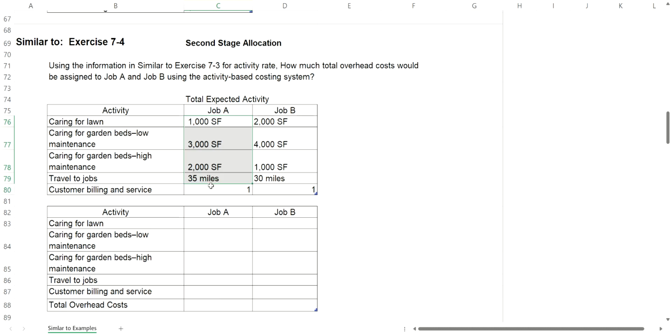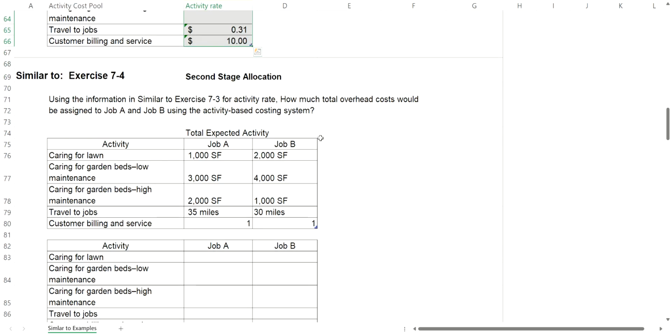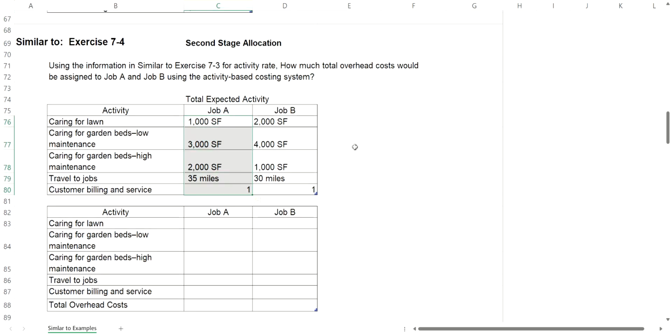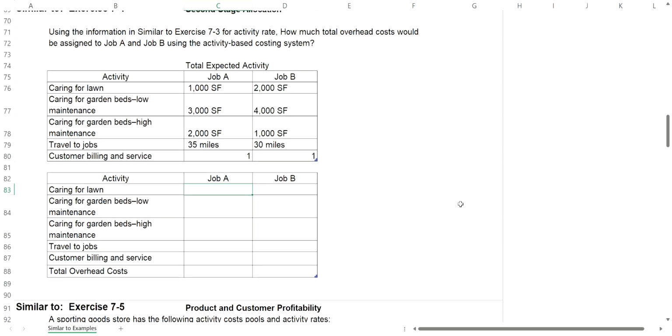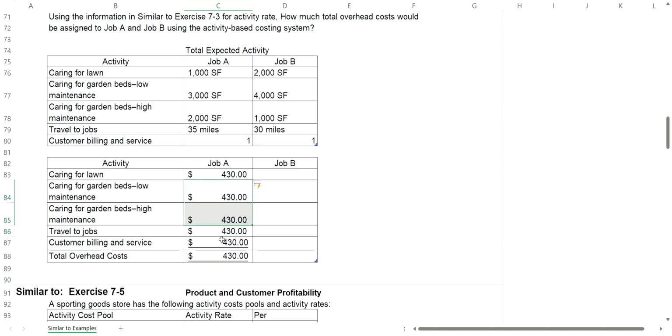Okay, so for job A, here is the activity for job A. Here is the activity for job B. I'm going to use the activity rates that I calculated in exercise 3, multiplying by the activity for that job to determine how much overhead will be applied to job A and to job B. Okay, so let's start with job A. Caring for lawn. It looks like the activity is 1,000 square feet. And if I go back to exercise 3, the activity rate is 43 cents. And again, I'm going to type it in instead of using a formula. That way, rounding won't be an issue. And you come up with $430.